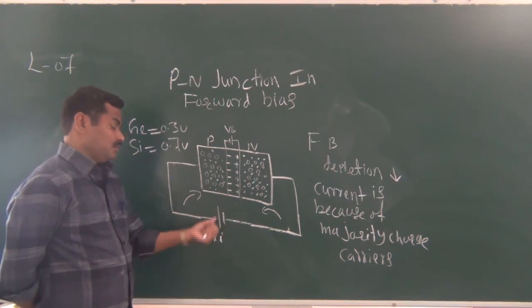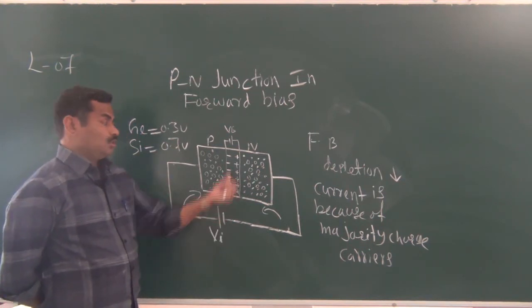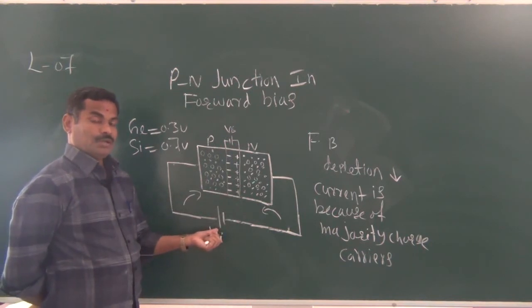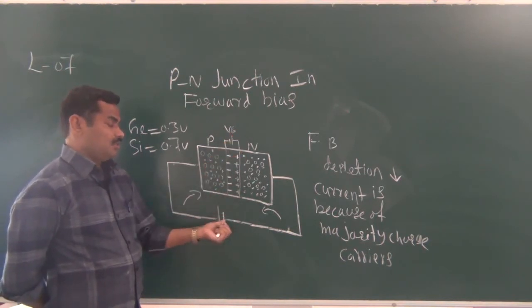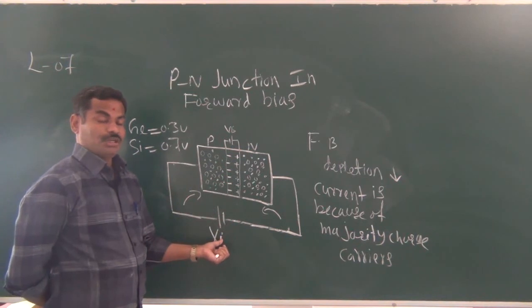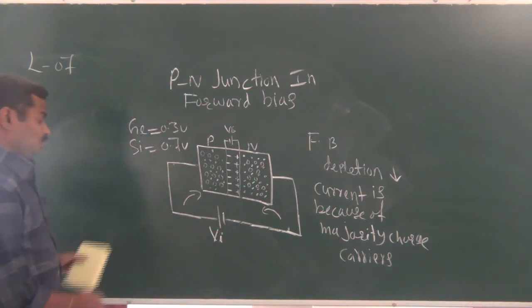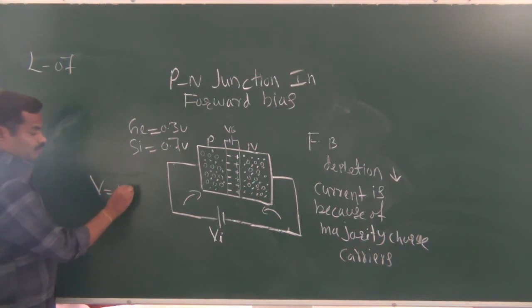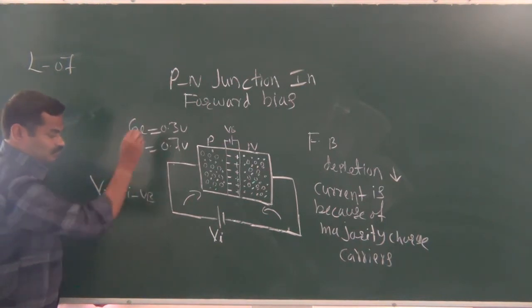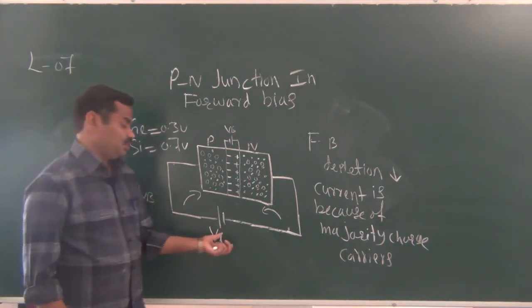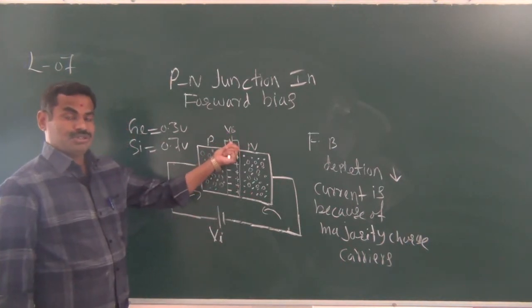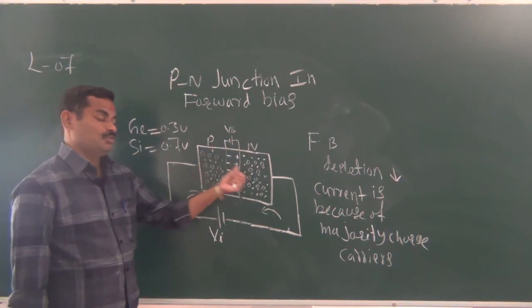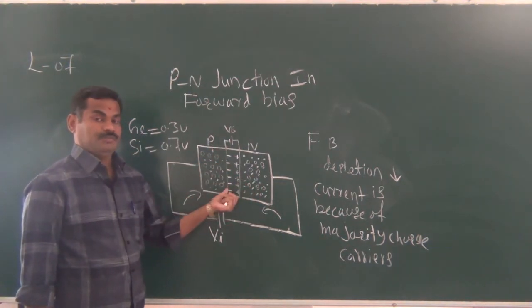Another reason: your applied voltage and barrier potential are in the opposite direction. The total voltage V is equal to Vi minus Vb. It means our applied voltage will be opposite the barrier potential. That's why we are also having more current that flows from the P to N.